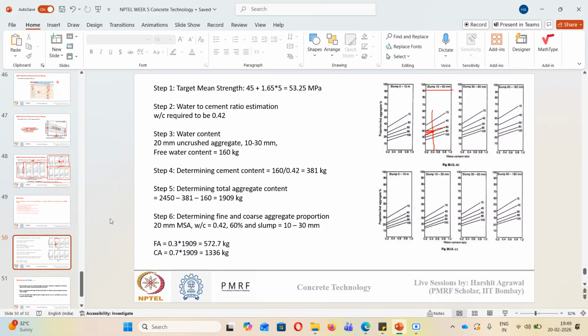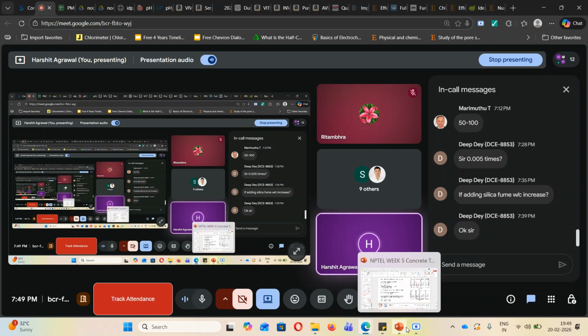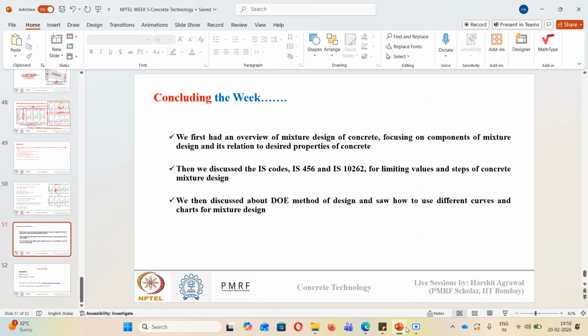Okay, now there can be more corrections also, like SSD correction and all. Those steps will be the same of how we did for using the IS method. Okay, so that's why I'm not repeating those steps here. I hope everyone is clear with this DOE method design. So this is all for today. We discussed IS code method for mixture design, and we discussed DOE method for mixture design. And before that, we discussed an overview of mixture design, focusing on components of mixture design and how they are related to desired properties of concrete.